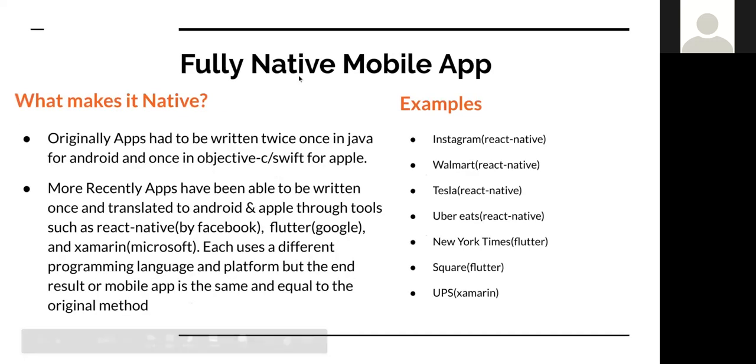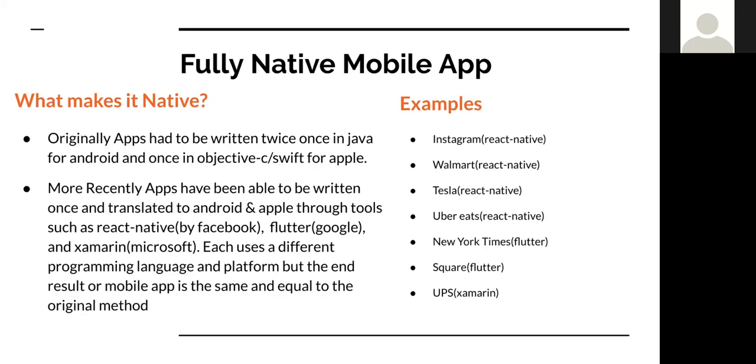So for fully native, what makes it native? Originally apps had to be written twice, once in Java for Android and once in Objective-C for Apple. More recently, apps have been able to be written once and translated to Android and Apple through tools such as React Native by Facebook, Flutter by Google, and Xamarin by Microsoft. Each uses a different programming language and platform, but the end result, the mobile app, is the same and equal to the original method.